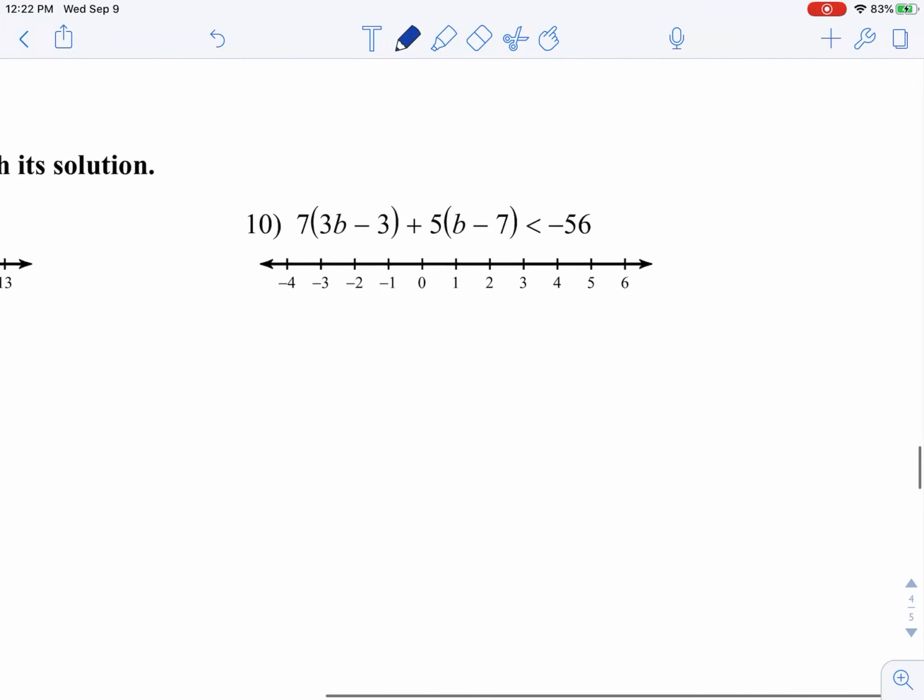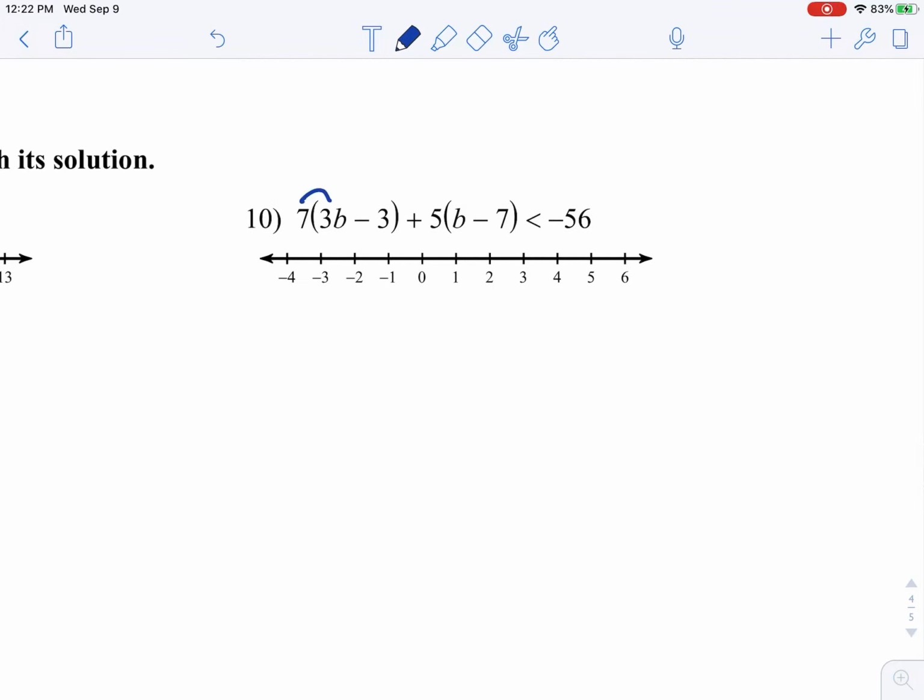Solve each, same directions. All right, so I'm going to go ahead and distribute here. I get 21b minus 21. Distribute here, that's going to be plus 5b minus 35, less than negative 56. All right, 21b plus 5b. I can combine those, get 26b. Negative 21 minus 35, that's going to be minus 56.